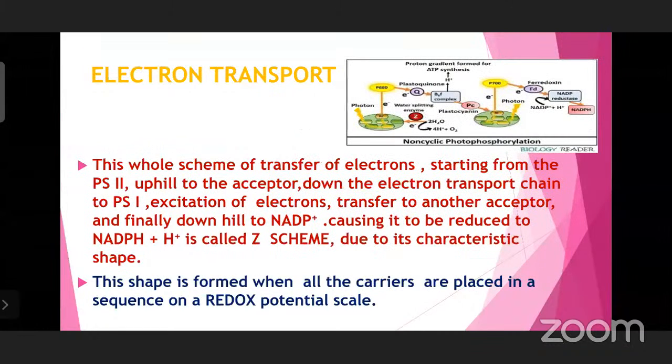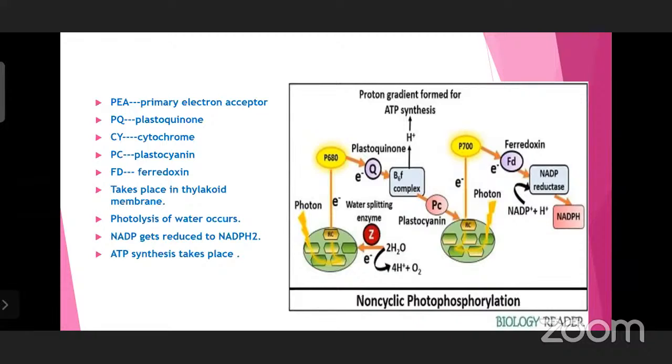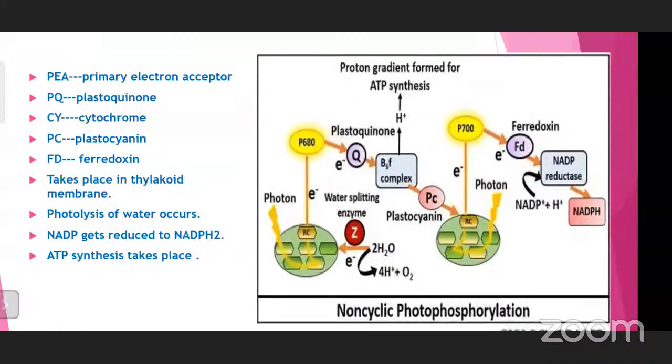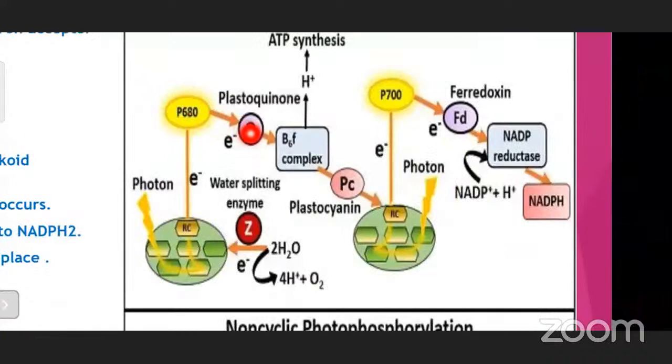And next here, for clarity, non-cyclic photophosphorylation, you have seen PEA. PEA is nothing but, here you can see in this, the primary electron acceptor of P680 is taken and it is given to PQ plastoquinone, and the BF complex is nothing but cytochrome, and PC is plastocyanin. It is given to PS1 700, and in PS1 at 700 wavelength also sunlight energy is trapped and the electron gets excited by the chlorophyll A molecule.